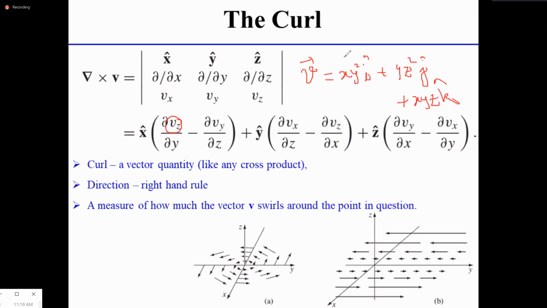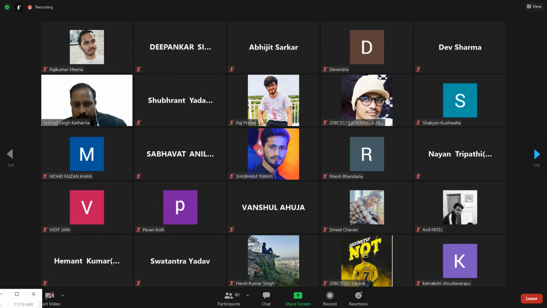This component here will be Vx, this component will be Vy, this component will be Vz. Now you can see these Vx, Vy, Vz do not just depend on x. Even though they are along x, they may depend on x and y, or on y and z, or they may even depend on all of x, y, z. Okay, sir. Now I got it. Thank you. So I'll end the meeting here then. Stop share.